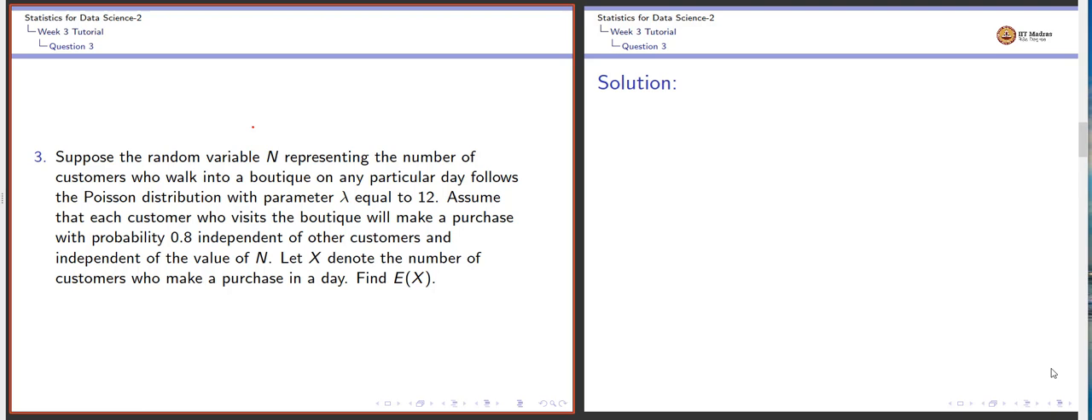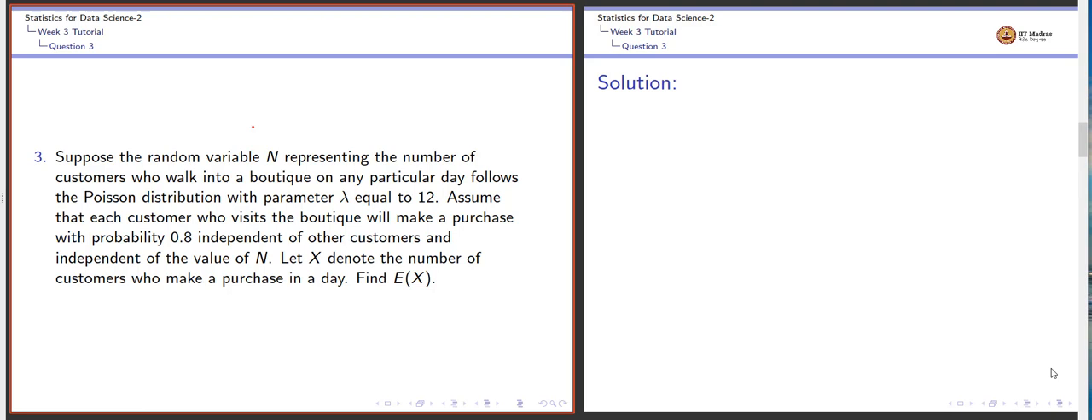The question says, suppose the random variable N representing the number of customers who walk into a boutique on any particular day follows the Poisson distribution with parameter lambda equals 2. Assume that each customer who visits the boutique will make a purchase with probability 0.8, independent of other customers and independent of the value of N.